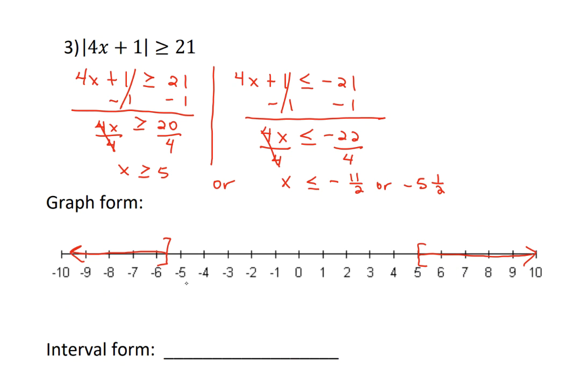And our interval, again, goes from left to right. We're starting where? Negative infinity, and we use a parenthesis. It goes from negative infinity to negative 5.5. We close that with a bracket. And remember, for or, that's the union, so we're going to put a U. We pick back up at 5, and we go to positive infinity, and we'll close that with a parenthesis.